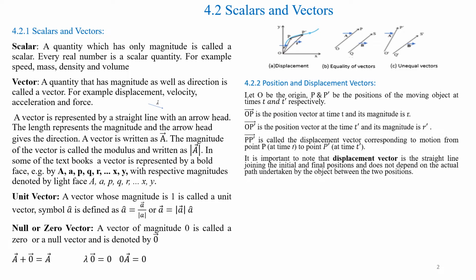But the path length can be different. P to Q, Q to R, R to S, and then again to P dash. It can take different paths. But what is important in the displacement vector is the initial position and the final position. Hence, the displacement vector is a straight line joining the initial and final position and does not depend on the actual path undertaken by the object between two positions.